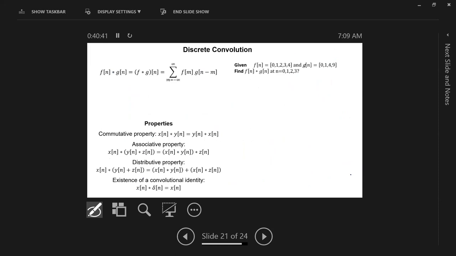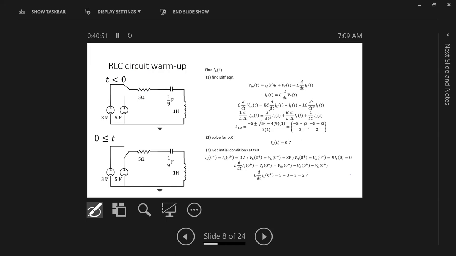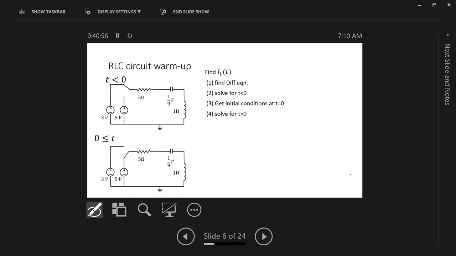Next week, we're going to go over discrete convolution, which is an interesting topic that is very useful, but not very useful for this class. All right, we have 10 minutes. So let's just go over the circuit really quick, at least set it up, and then maybe you can do it at home.